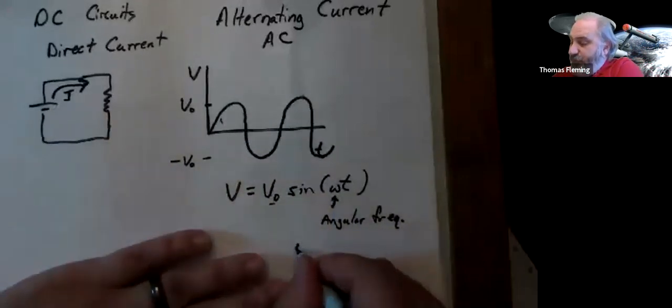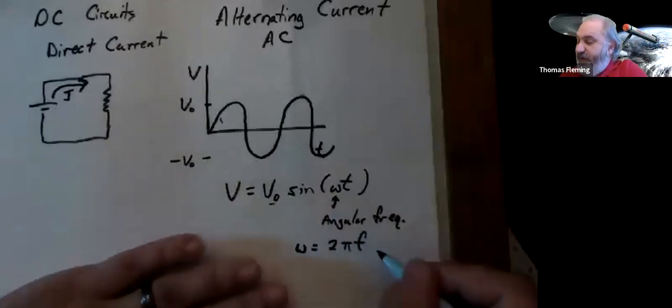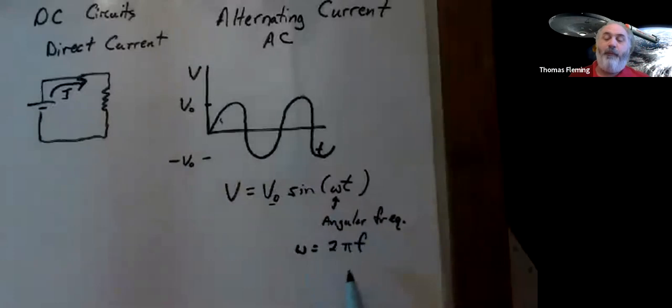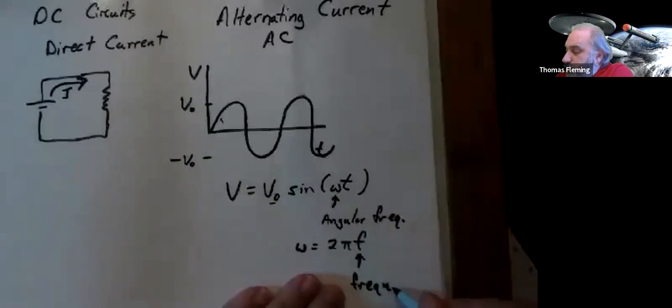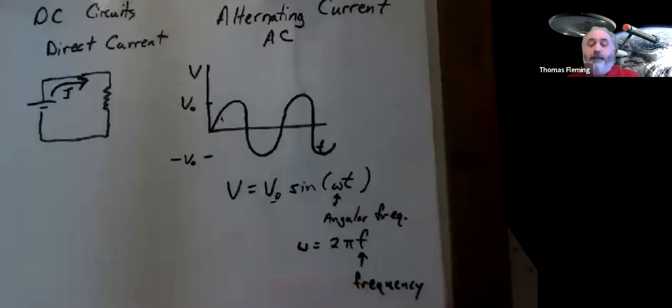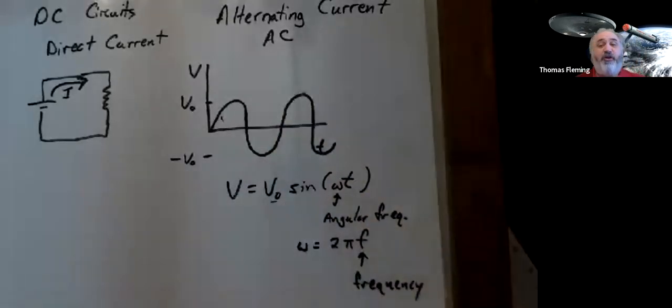And of course, the angular frequency is 2 pi times the regular frequency. Again, hopefully this looks familiar from back when we did oscillations last semester. It's the same notation, where f is called the frequency. And you can think of f as just the number of times that this pattern repeats per second. It's measured in hertz.